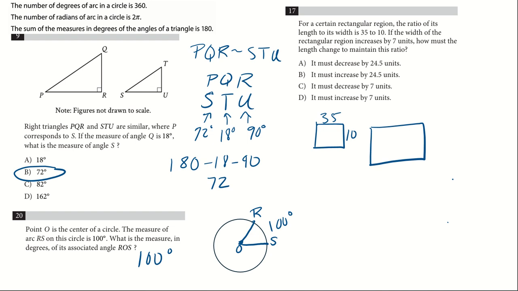Then it says the width increases by 7. So I'm just going to add 10 plus 7, get me 17. What happens to my length because I want to maintain this ratio? And here's the key, guys: maintain the ratio. If I want to maintain this ratio, that means that the rectangles must be similar because in similar figures, the ratio of the sides, the proportion of the sides, remains the same.